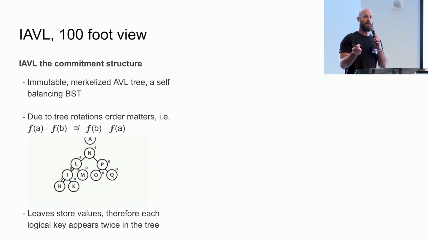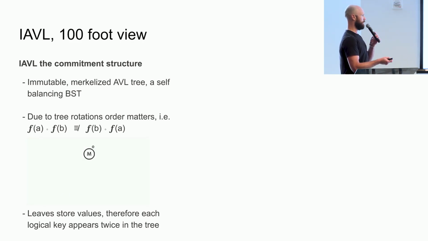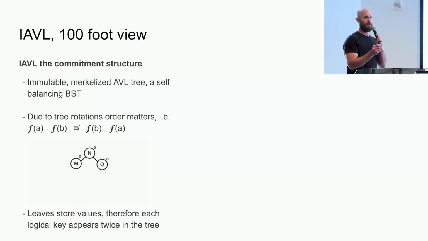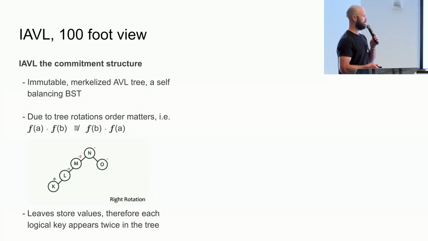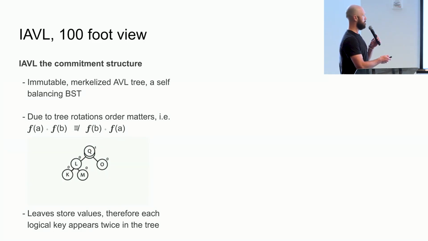Another very unique property of the IAVL tree is that classically in an AVL tree, inner nodes will carry a value. In our AVL tree, only leaf nodes carry values. So actually each logical key appears twice in the tree. So there are some opportunities to correct that maybe.